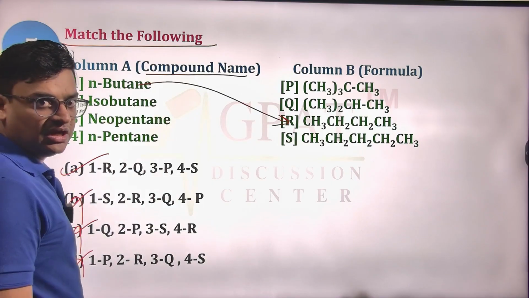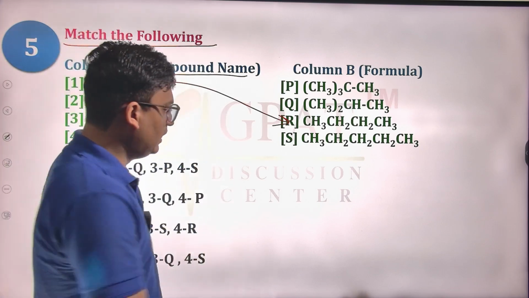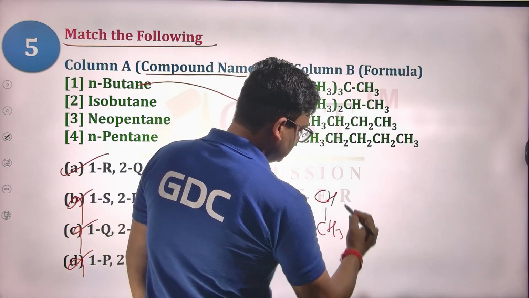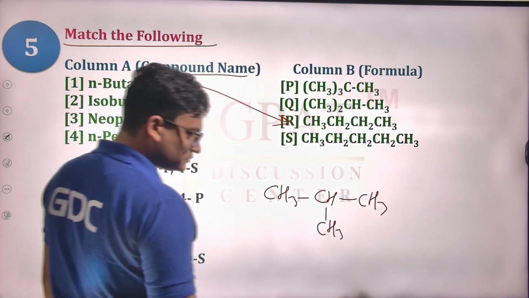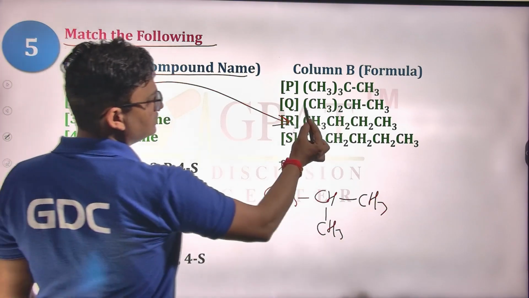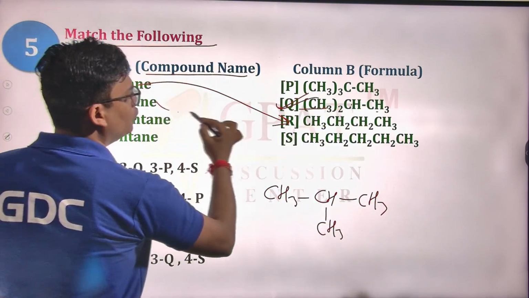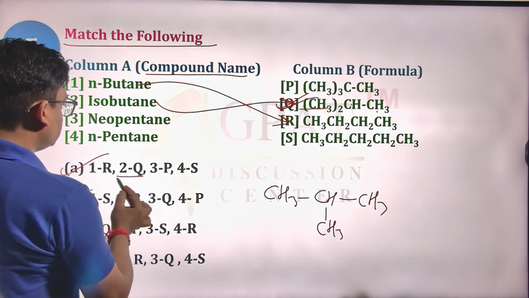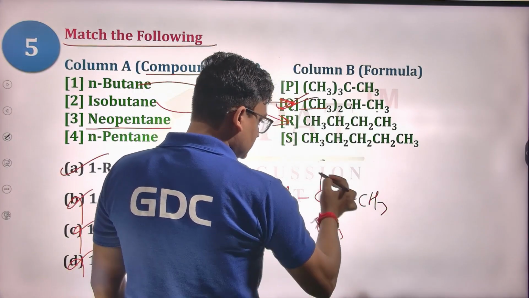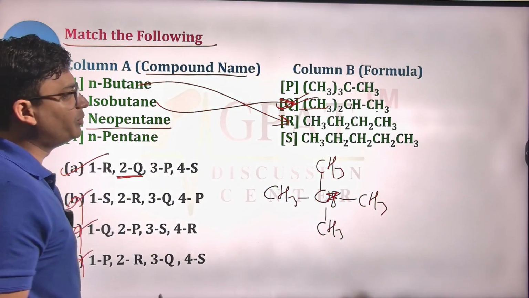Isobutane, that is a butane which has 3 carbons and 1 substitution. It has a structure like this. So this is isobutane. We have CH3, CH3. So 2 is matched with Q. Neopentane. The same, like if we skip this H and we have CH3, this is neopentane. Now this structure becomes neopentane.